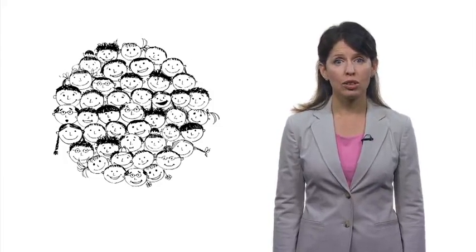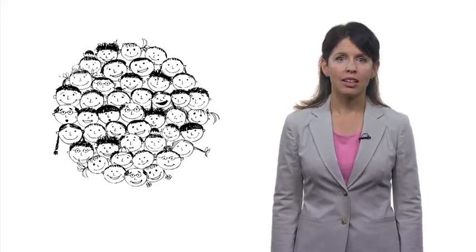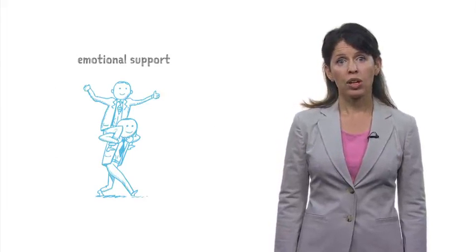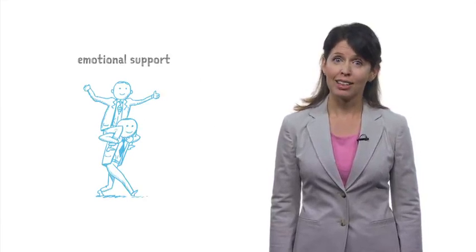So how does it work? People who maintain larger, more diverse social networks have advantages in gaining access to resources or new information to manage a health condition. They can access more instrumental support. They can also access more emotional support and may have a better chance of accessing the kind of emotional support they need in a particular stressful situation.